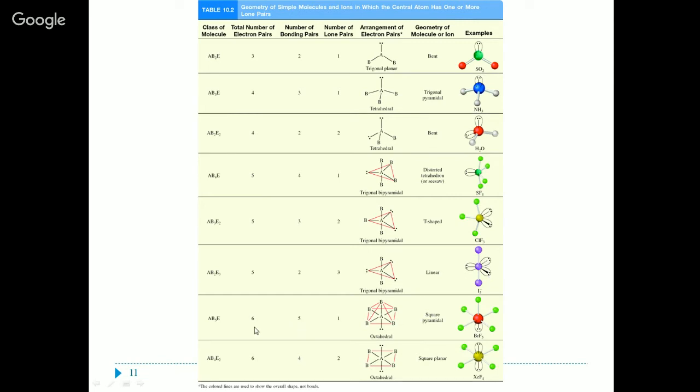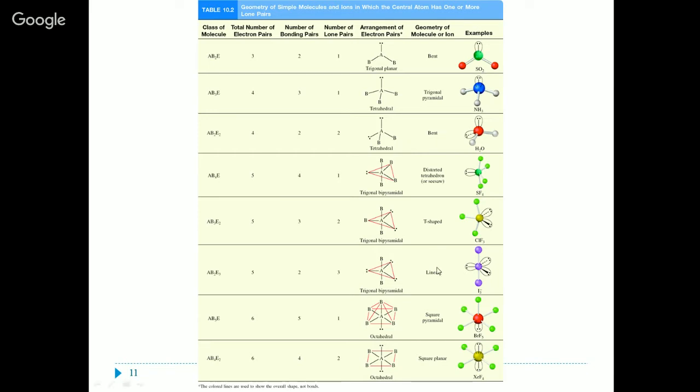And then our last one is when we can have a total of 6 pairs of electrons around the central atom. And when we have 1 lone pair, we notice we have a square pyramidal shape. And when we have 2 lone pairs, we have square planar. So here it's easier to have the lone pairs of electrons in the axial position as opposed to up here where we see our lone pairs of electrons in that equatorial position.